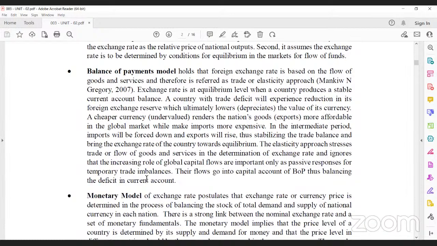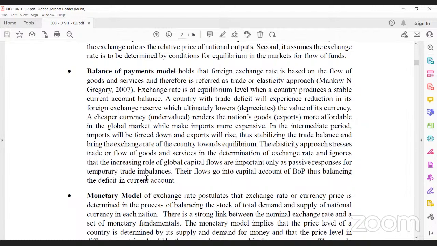Next, the balance of payment model. Now, this model holds that the rate is based on goods and services. Hence, it is referred to as the trade or elasticity approach, which is given by Mankiw N. Gregory, 2007. The exchange rate equilibrium in a country produces a stable current balance.